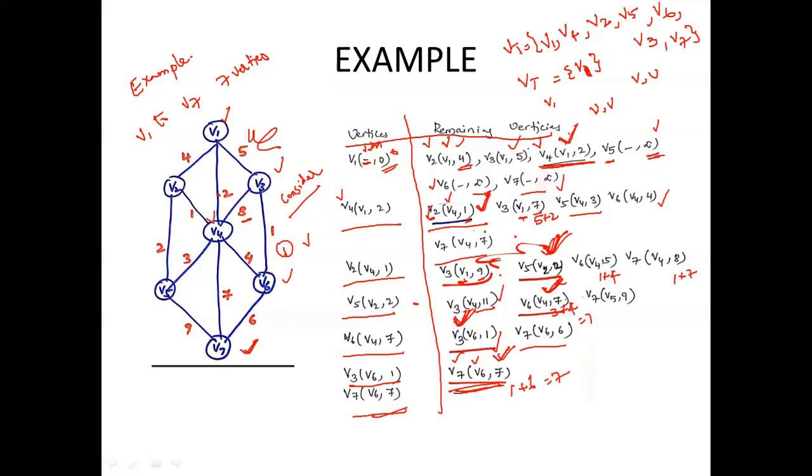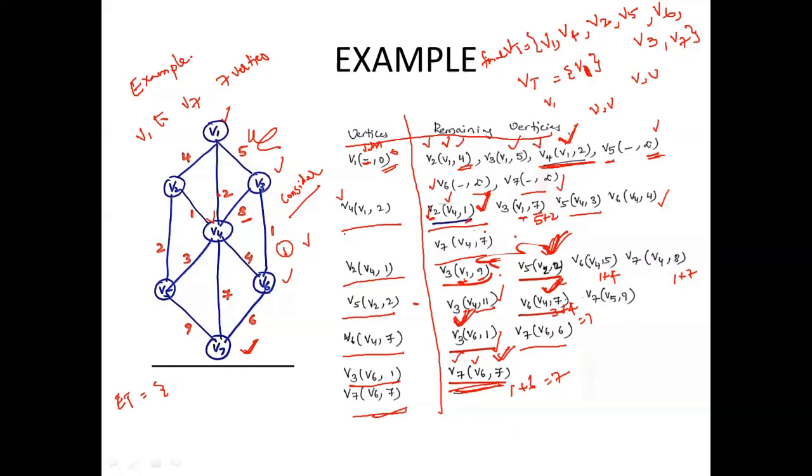And then your VT will consist of all your vertices. This is your final set of VT. And then what is your ET? ET will consist of all the edges. Now you can consider the edges.